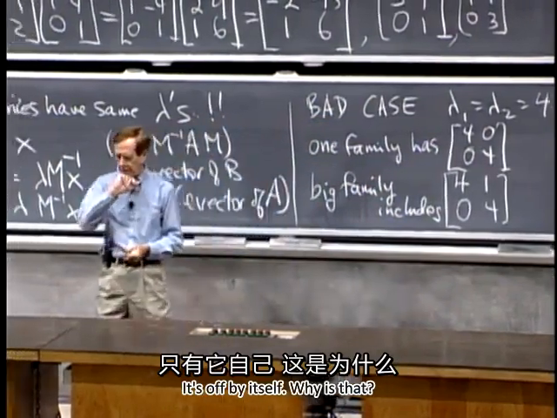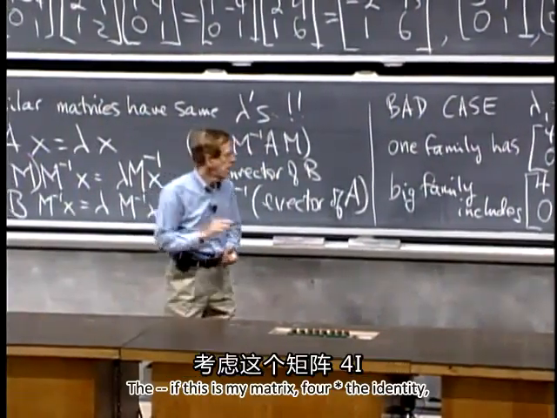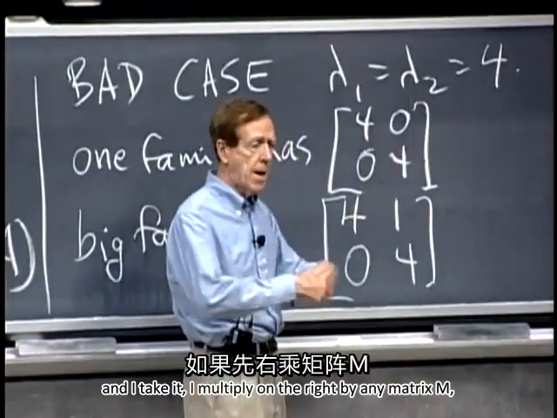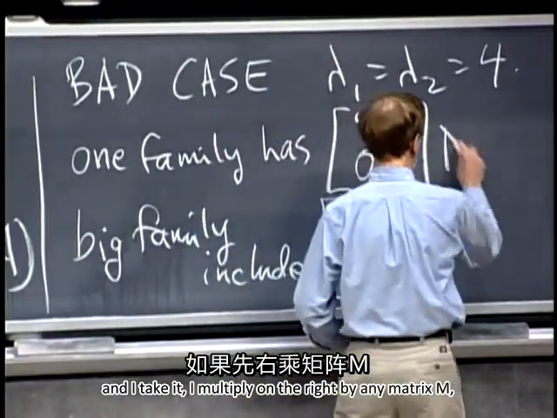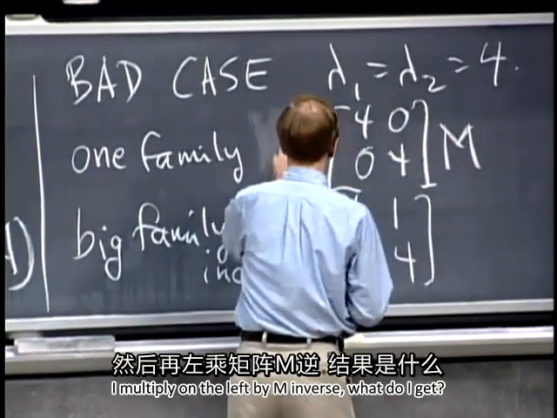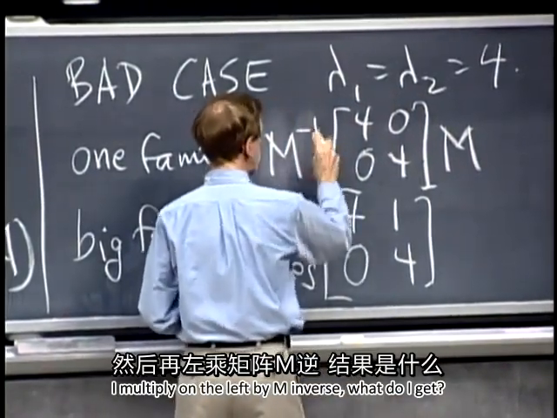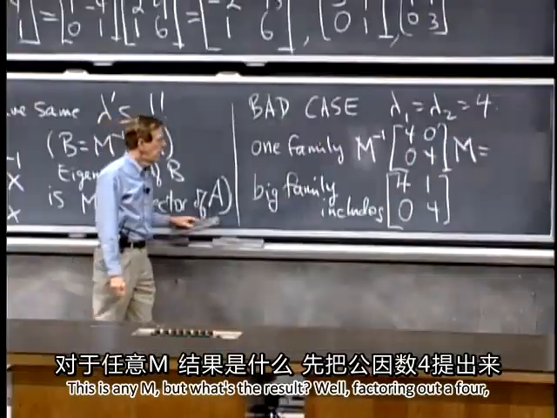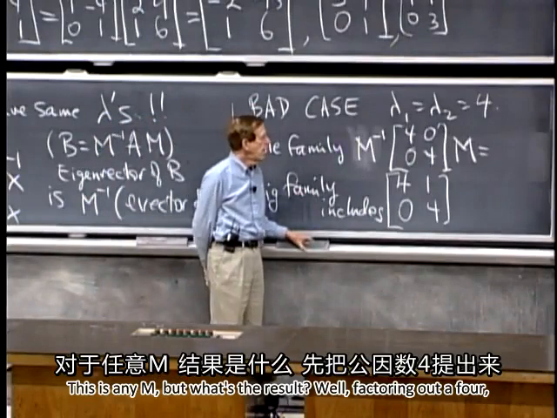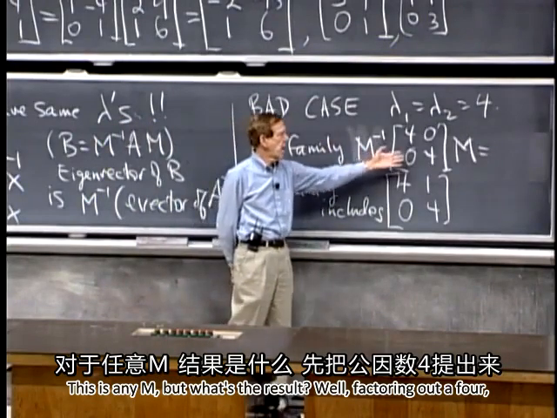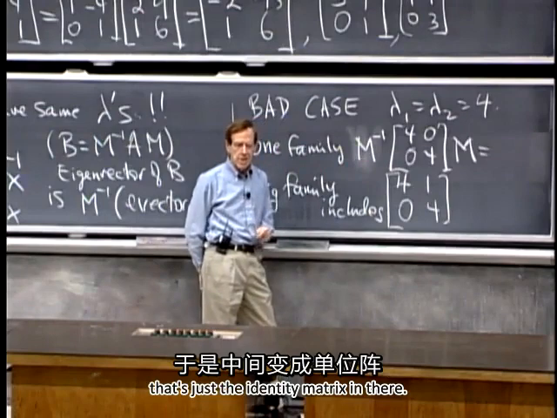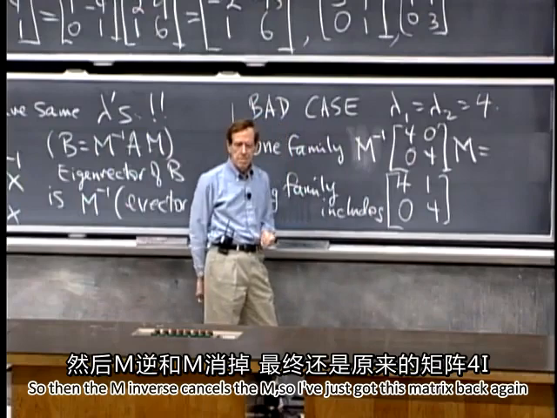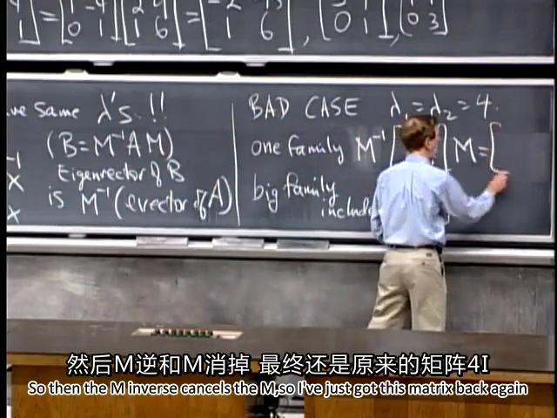It's off by itself. Why is that? If this is my matrix, 4 times the identity, and I multiply on the right by any matrix M, and I multiply on the left by M inverse, what do I get? This is any M, but what's the result? Well, factoring out a 4, that's just the identity matrix in there. So then the M inverse cancels the M. So I've just got this matrix back again.